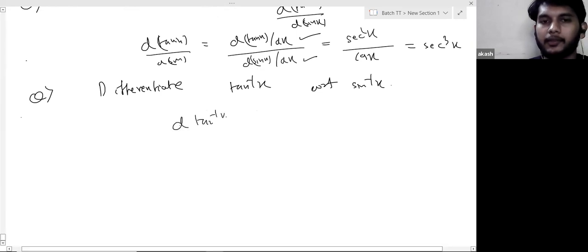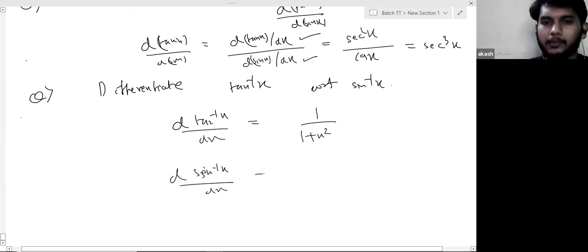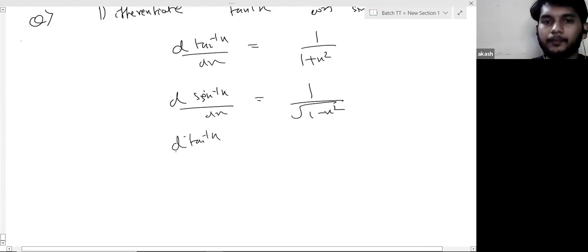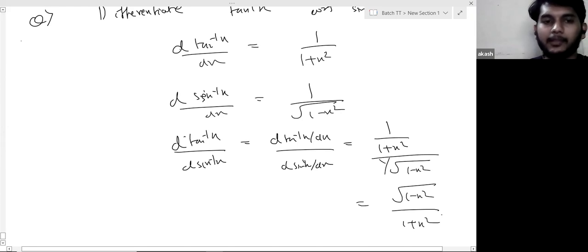So differentiation of tan inverse x with respect to x is 1 upon 1 plus x squared. Differentiation of sine inverse x with respect to x is 1 upon under root 1 minus x squared. So when finding this, we can write this as differentiation of tan inverse x with respect to x divided by differentiation of sine inverse x with respect to x. So this is 1 upon 1 plus x squared, all divided by 1 upon under root 1 minus x squared. All right, everyone, answer is matched.